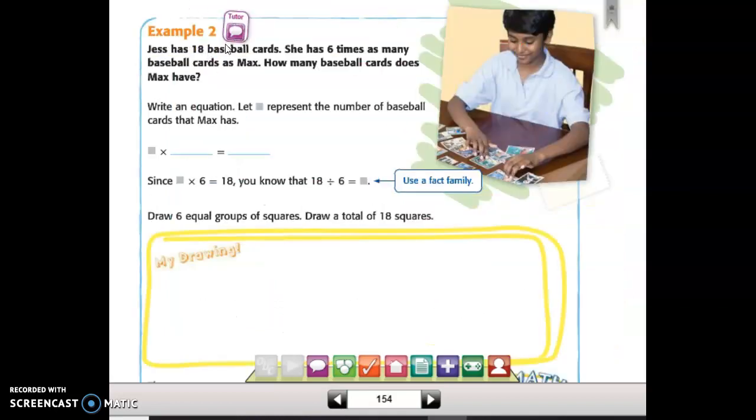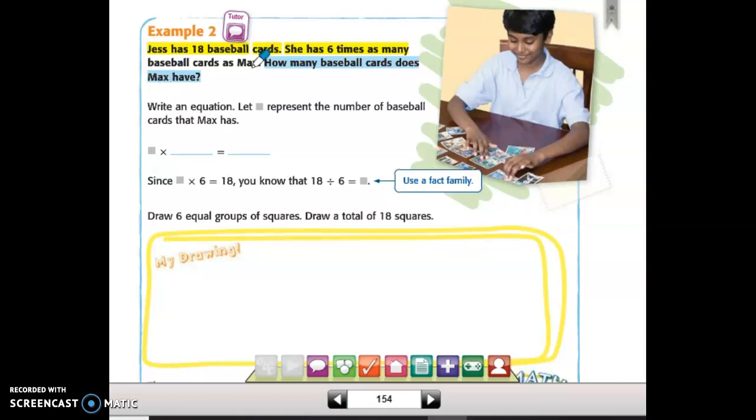Now, example 2, we have a different kind of situation. Jess has 18 baseball cards. She has 6 times as many baseball cards as Max. How many baseball cards does Max have? So highlighting what we know: Jess has 18 cards. And we know she has 6 times as many as Max. What do we need? We need to find how many baseball cards Max has in order to solve this.